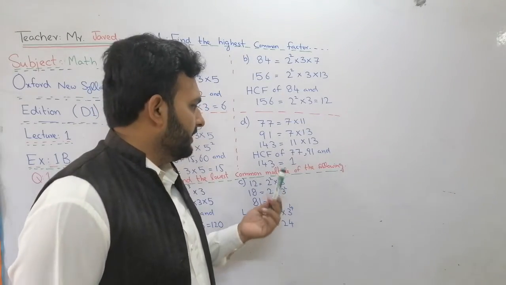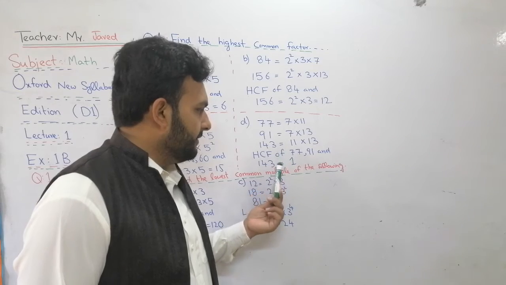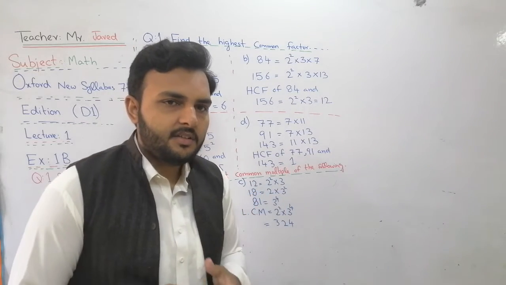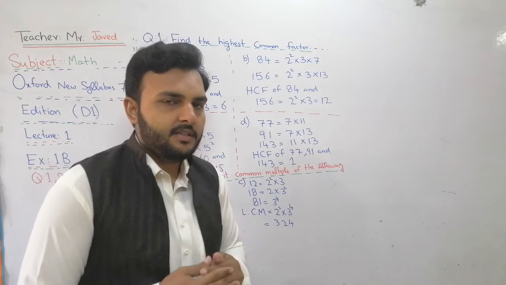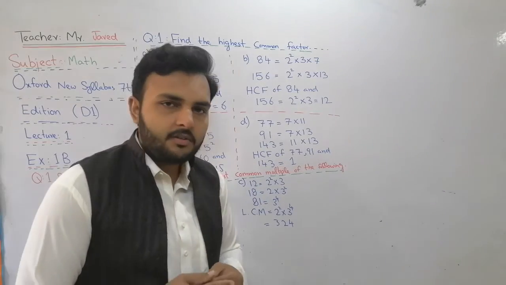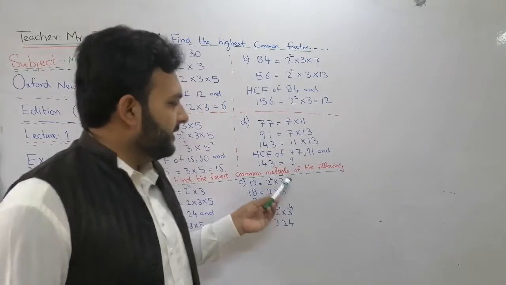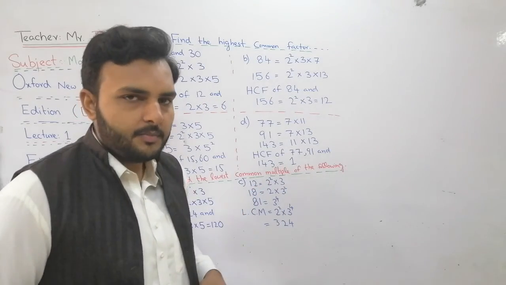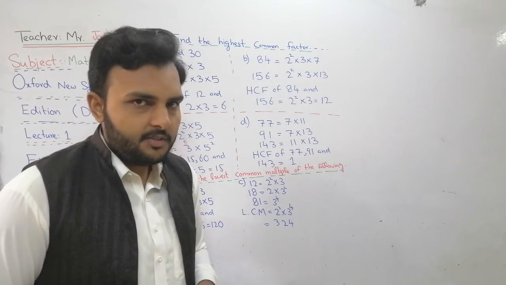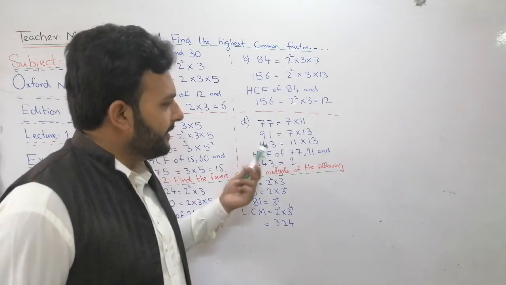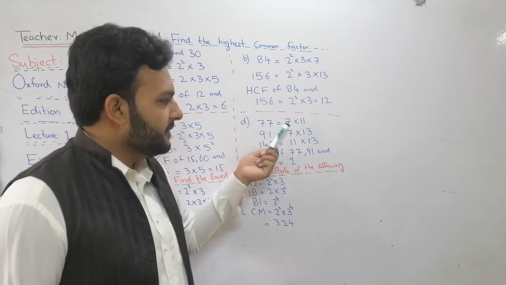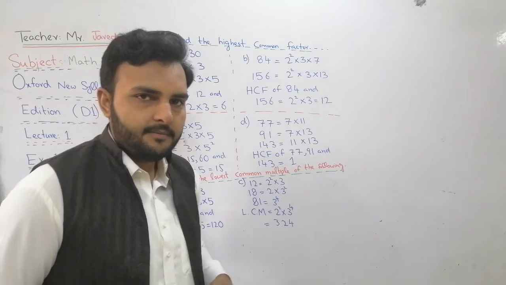So what will we do? Where there is nothing common in any 2 or 3 or 4 values, we'll take 1. 1 will be common for all. So 1 is the highest common factor. Clear, all the students? This kind of question, where nothing is common, can come in any paper. So you will write 1.